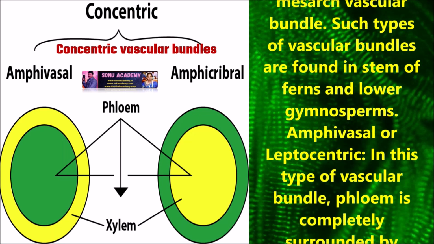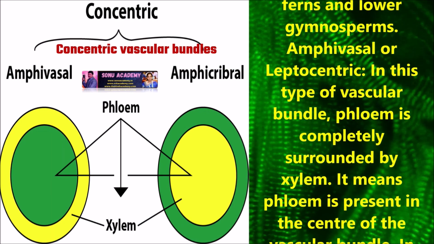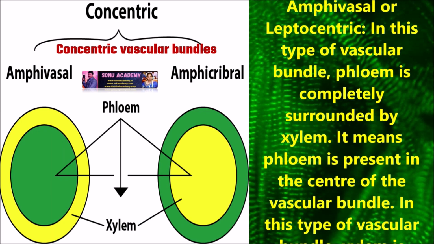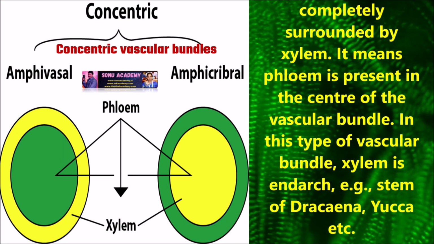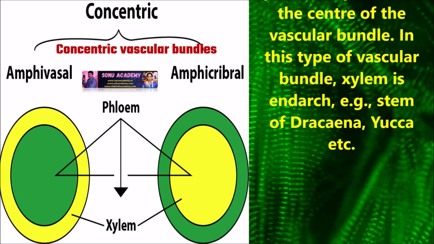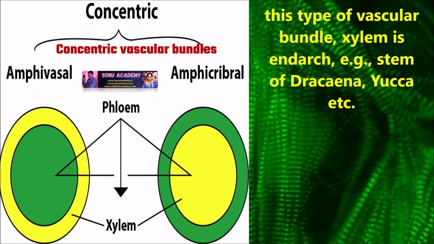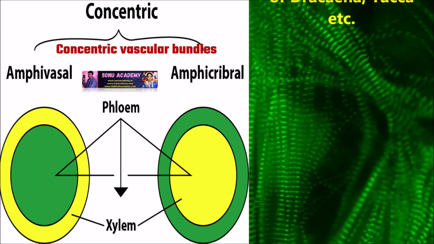Amphivasal or leptocentric: in this type of vascular bundle, phloem is completely surrounded by xylem. It means phloem is present in the center of the vascular bundle. In this type of vascular bundle, xylem is enlarged. Examples: stems of Dracaena, Yucca, etc.